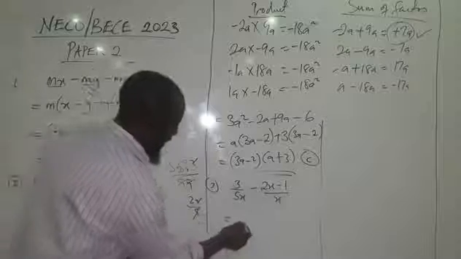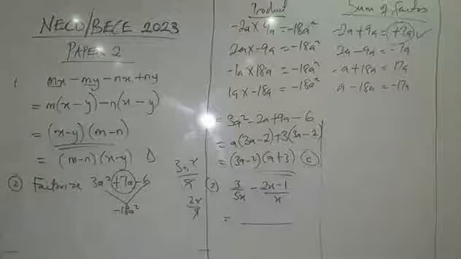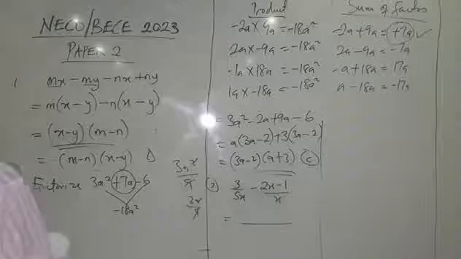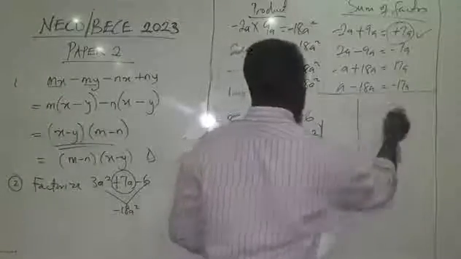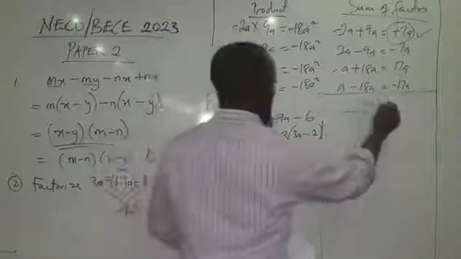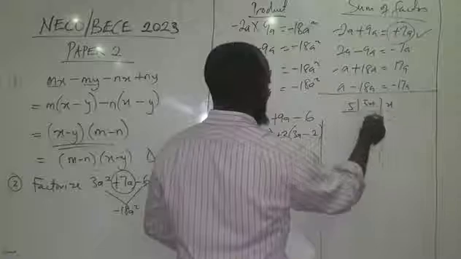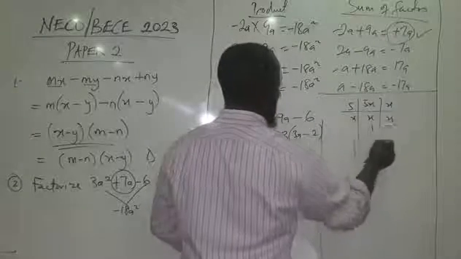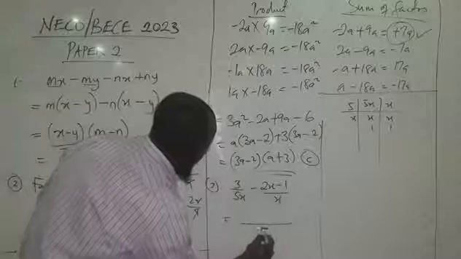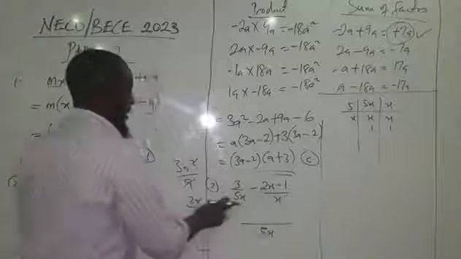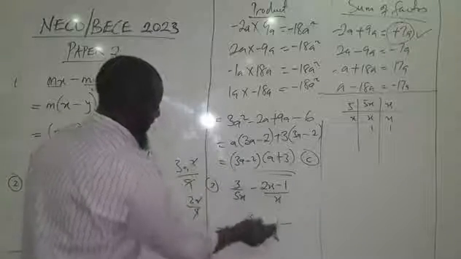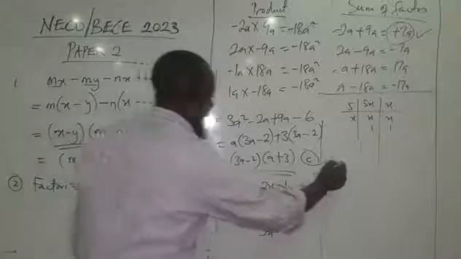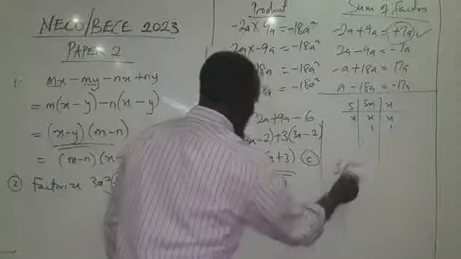So what we're going to do is find the LCM of the denominators. What's the LCM of the denominators? Here we have 5x and x. Normal way of finding LCM: 5 remains, x remains, then x is 1. That means the LCM is 5x. So 5x divided by 5x is 1, and 1 times 3 gives us 3. Then 5x divided by x: x cancels x, remains 5.